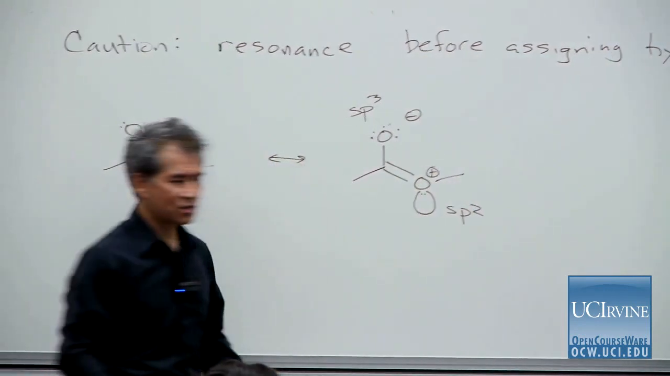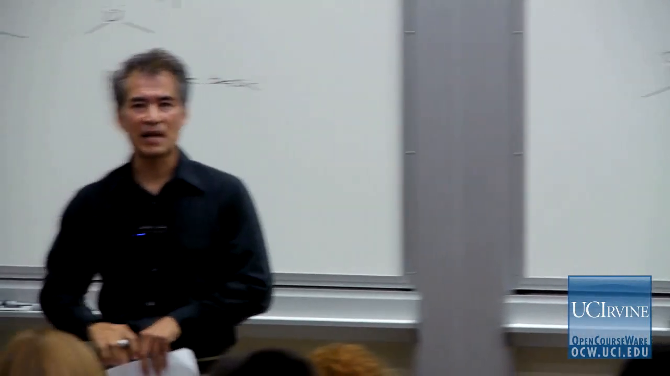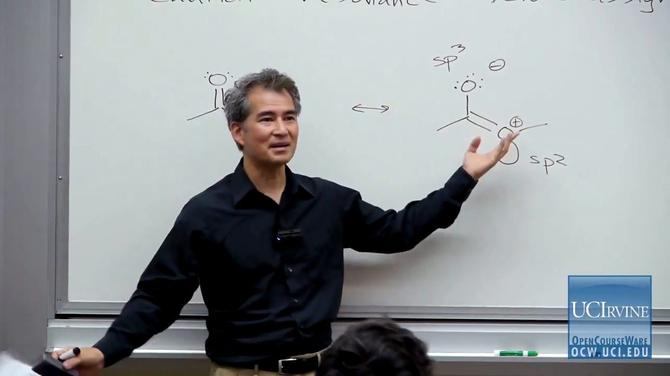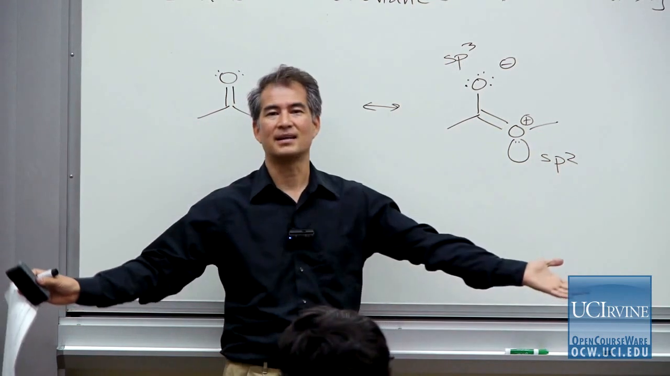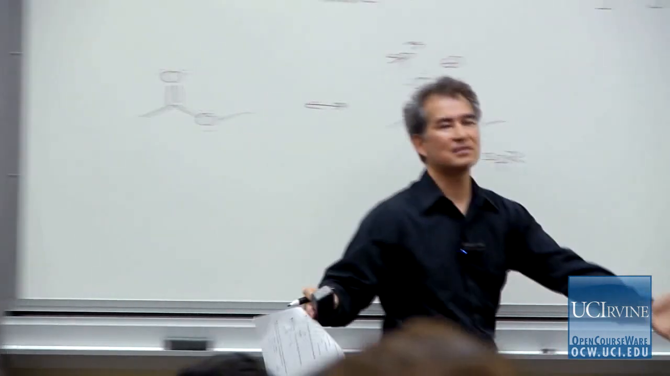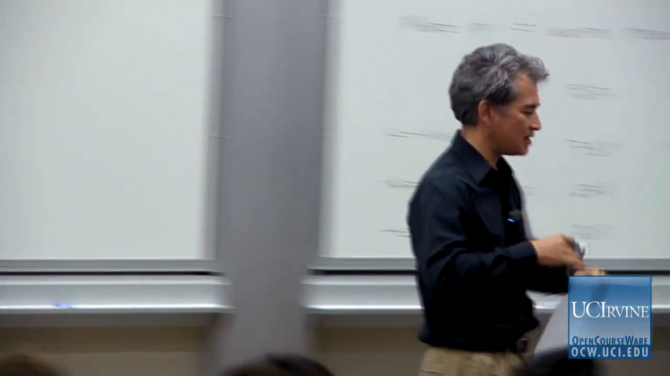And if you draw the charges, it's even less likely you would ever in your life make the mistake of trying to protonate this oxygen atom on the bottom. Who would do that? Nobody. Nobody would make that mistake. So you have to think about resonance before you try to assign hybridization.